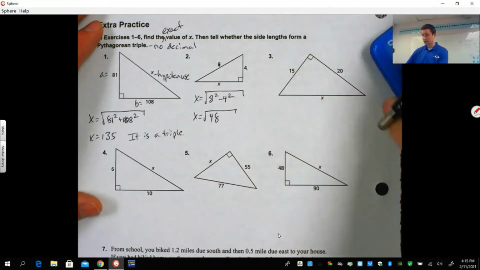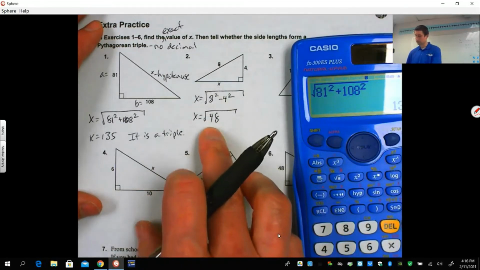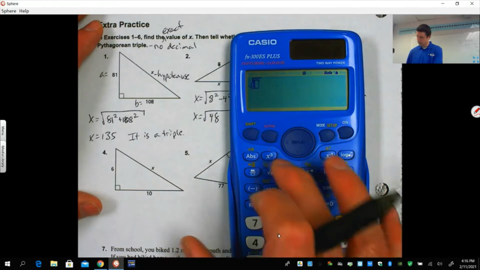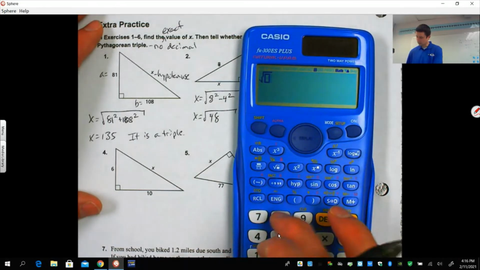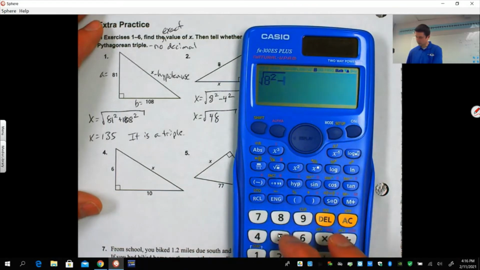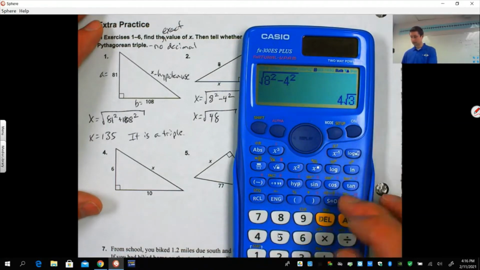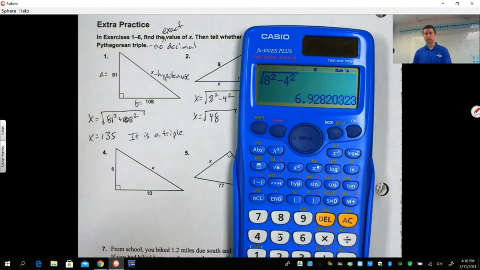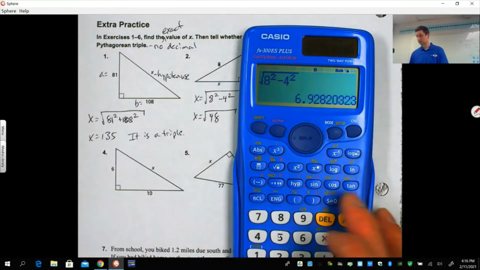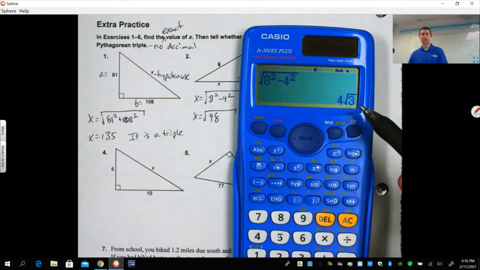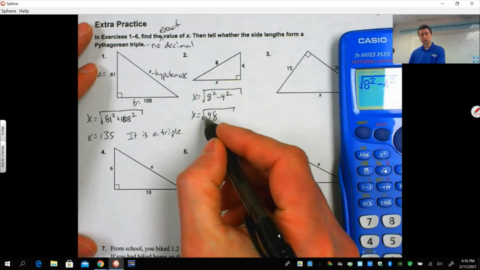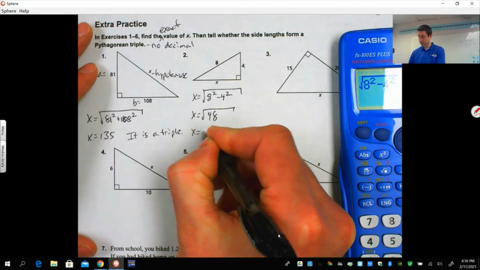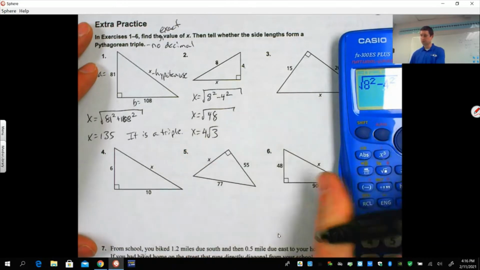I believe you can type your answer in like that, square root of 48. Again, if you're using the calculator, we have 8 squared minus 4 squared. It gives you 4 root 3. Okay, the decimal there is about 6.928. If they want an exact answer, it has to be given in radical form. So you can put the square root of 48, or you can put 4 root 3. That is in simplest form.